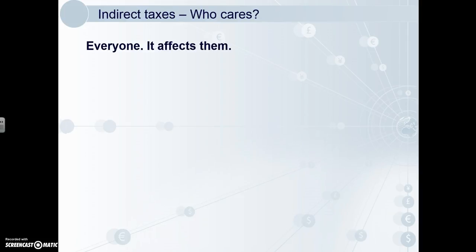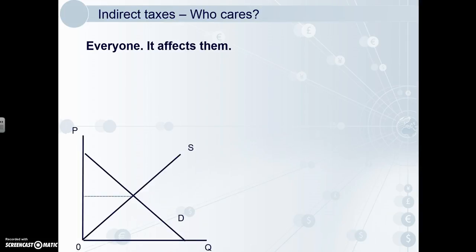Let's start with consumers. Now I want you to pause here and draw up a simple demand and supply diagram, no tax, and draw on the consumer surplus. This is revision from a while ago, so you should be able to do this. Alright, so as I'm sure you got, the consumer surplus is the area above the equilibrium price and under the demand curve.